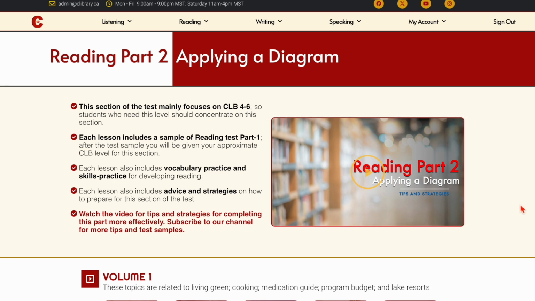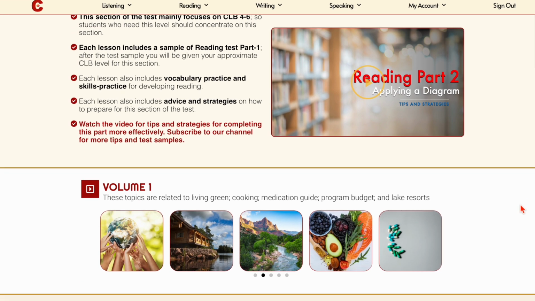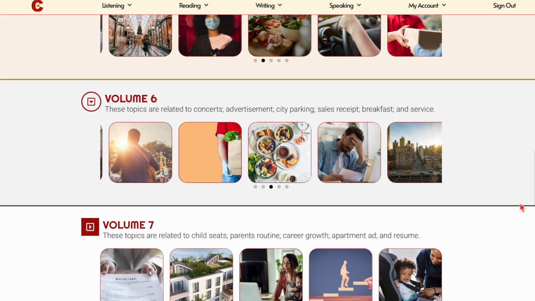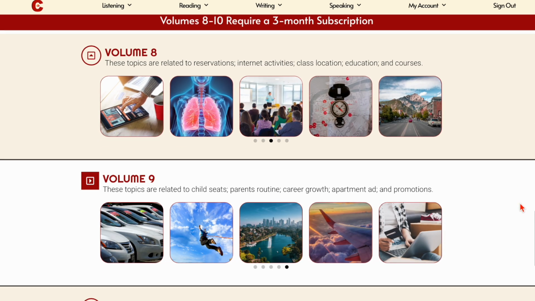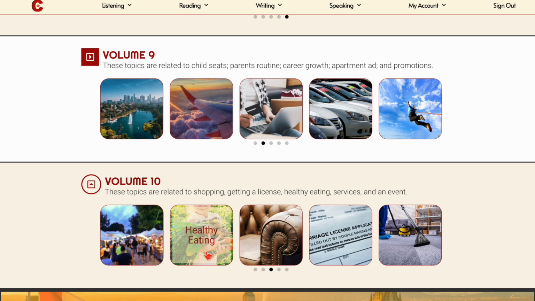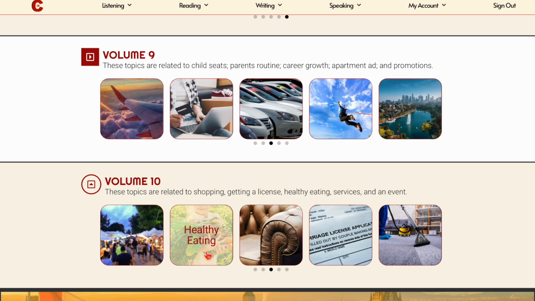Now, for today, we are going to do a sample from volume 10. Healthy eating. Well, sounds very interesting. Okay, so let's get started.